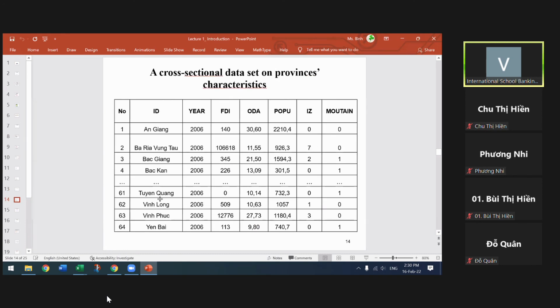And this is also a cross-sectional data set, on provinces' characteristics. This data set was taken in 2006, and we get information about provinces in Vietnam like FDI, ODA, population, industrial zones, and mountain regions or not. So this is a cross-sectional data set because it was taken in a given year.